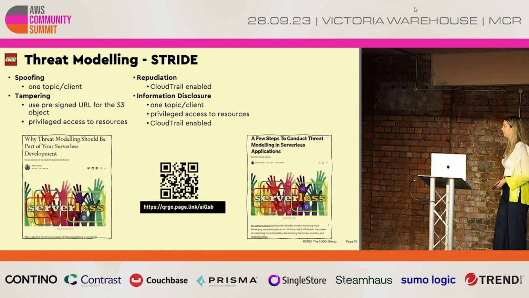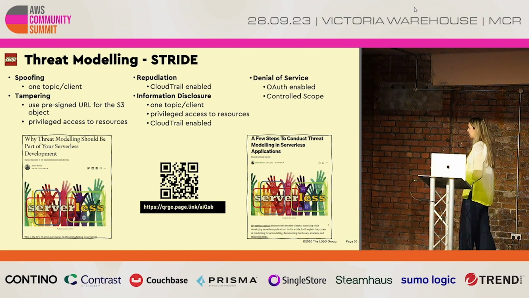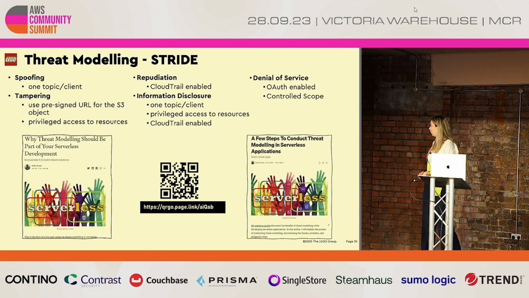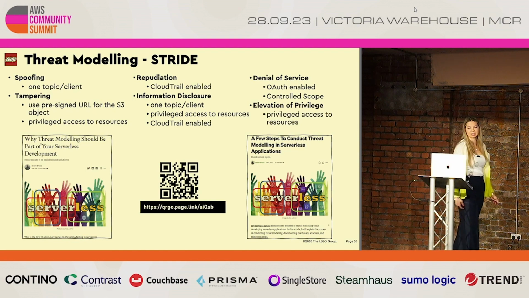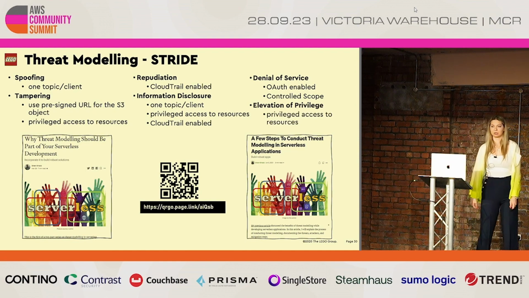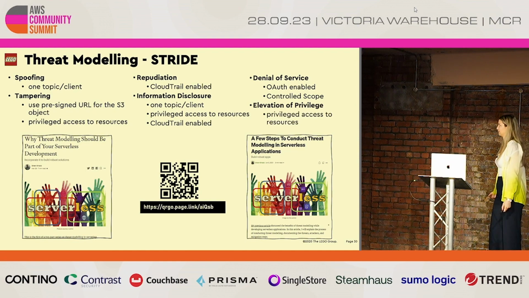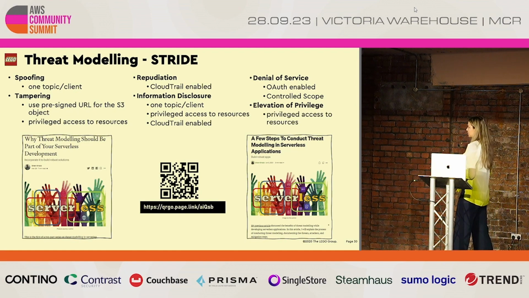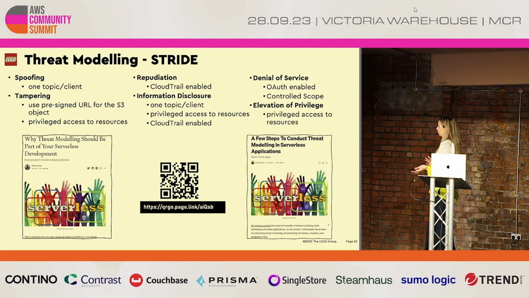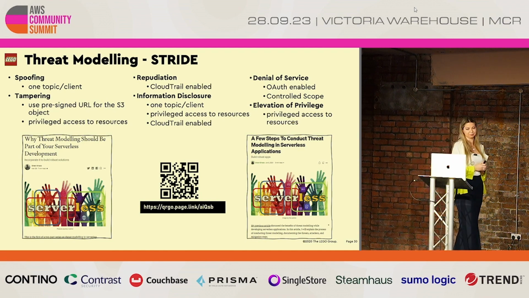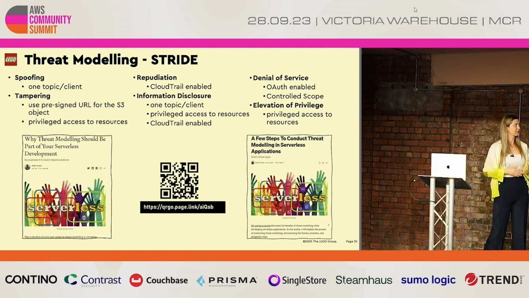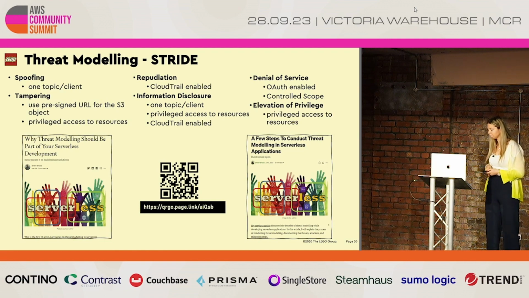Again, similar things applied for information disclosure. We have OAuth enabled and controlled scope to deal with denial of service. And then again, last but not least, privileged access to resources for elevation of privilege. So these are all things that you need to keep in mind when you're doing a design of a system that has quite sensitive data in it.